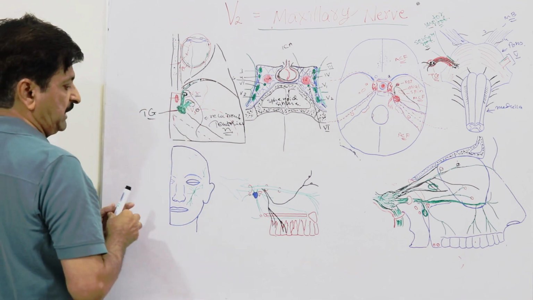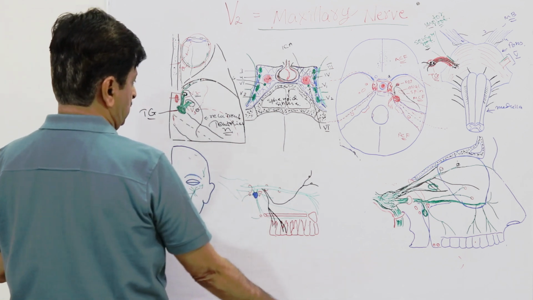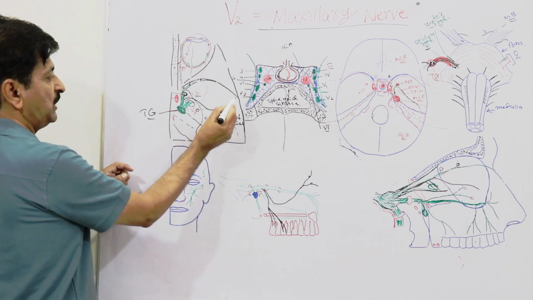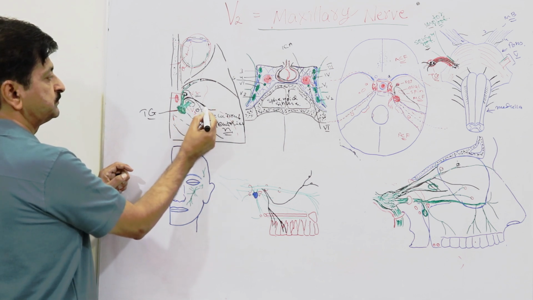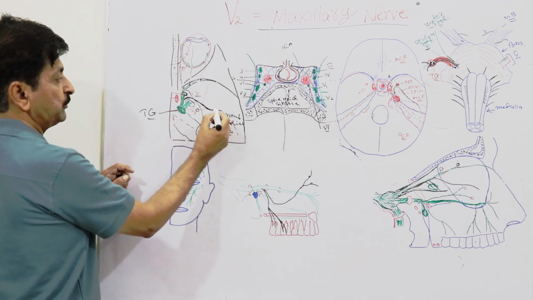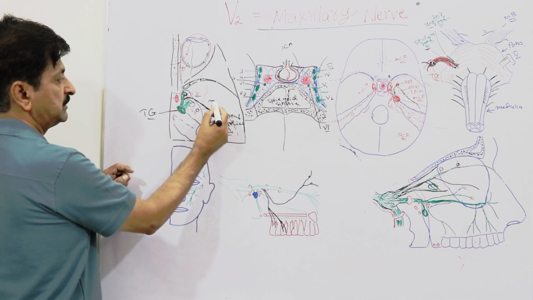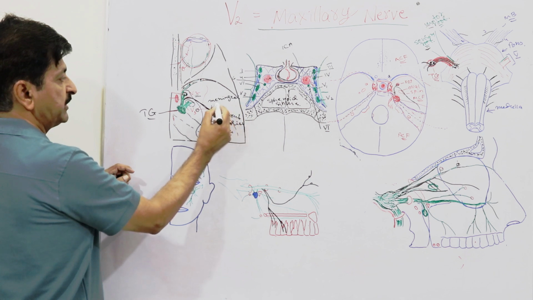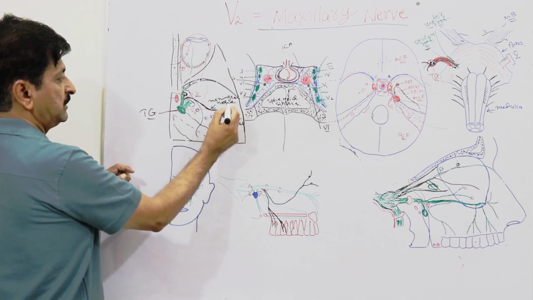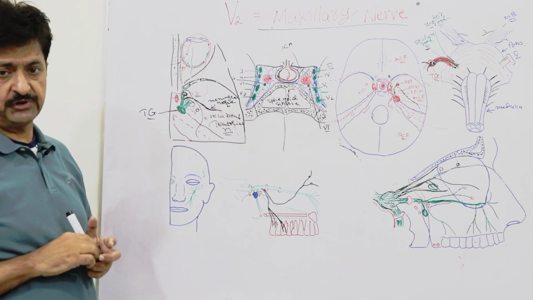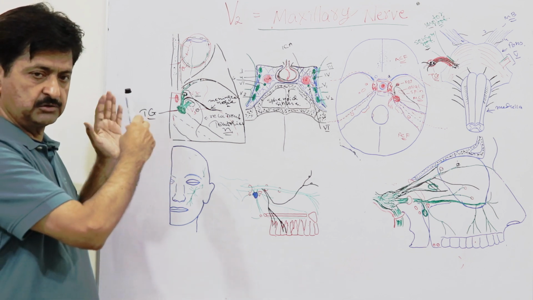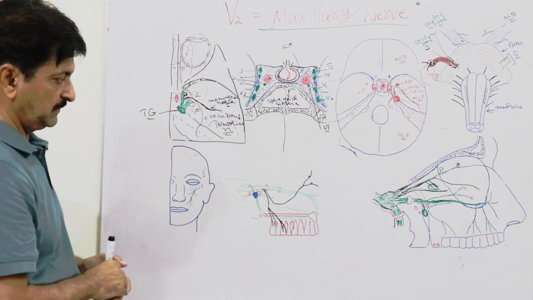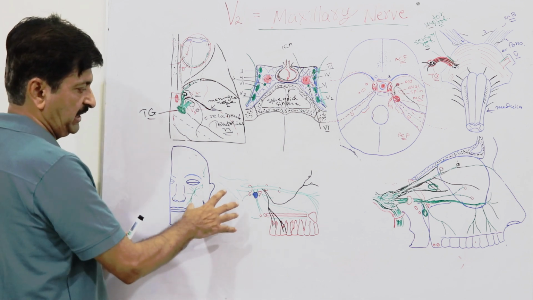Before passing through the foramen rotundum, it has given a meningeal branch. To what? The meningeal branch to the middle cranial fossa dura mater here. It is called the meningeal branch of the maxillary nerve, to the middle cranial fossa dura mater, and then it has gone through the rotundum to be a part of the pterygopalatine fossa. Now see here, in the pterygopalatine fossa it has entered.